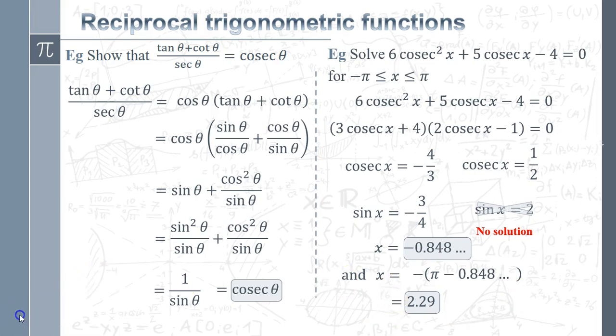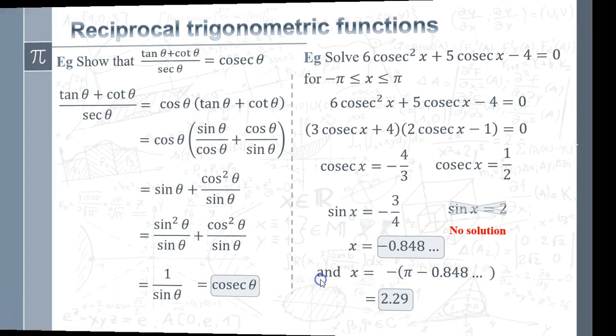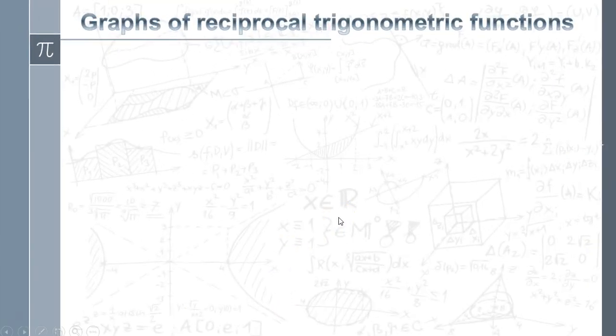Cool. Right, and now the last thing we're going to do in this video is just have a look at what the graphs of cosec, sec and cot look like. So again, you need to be familiar with those. And we're going to use that to give a little bit more explanation as to why, when we ended up with cosec equal to half, we got no solution.